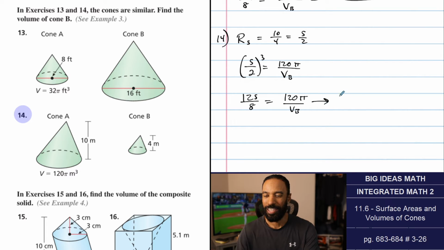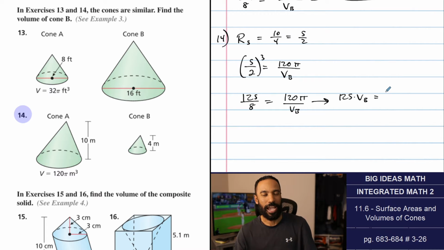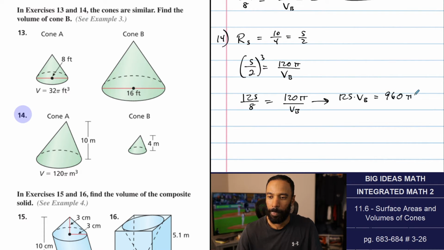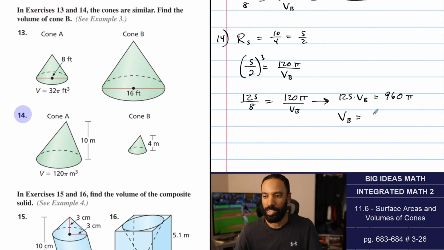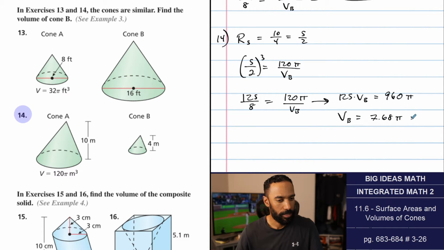All right, let's do it again. Cross multiply. 125 times the volume. I forgot what I was trying to do for a second. 120 times 8 is 960. And divide by 125. This might not be very clean. So 960, calculator, turn it on, 960 divided by 125. 7.68. It's close enough. 7.68 pi cubic meters. Okay.